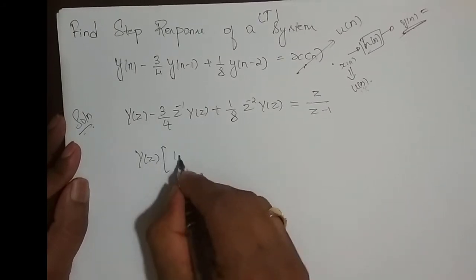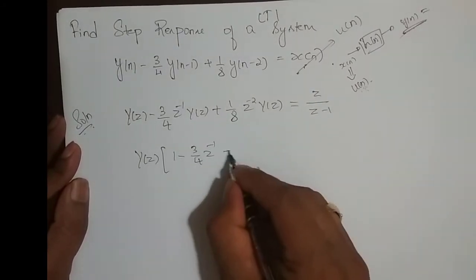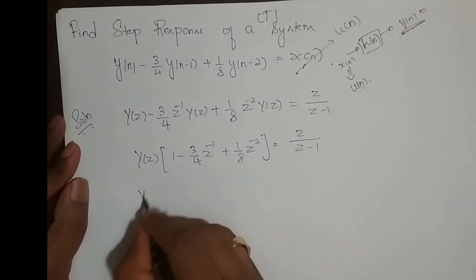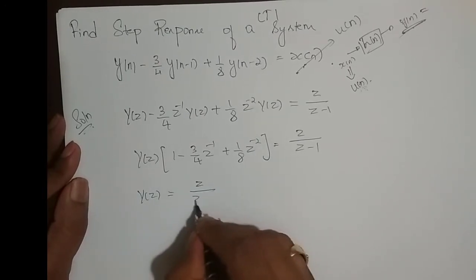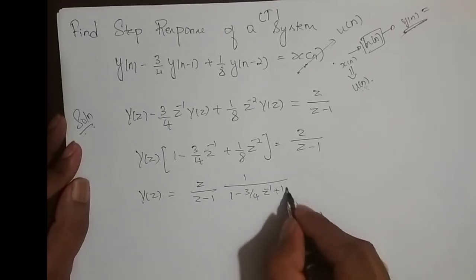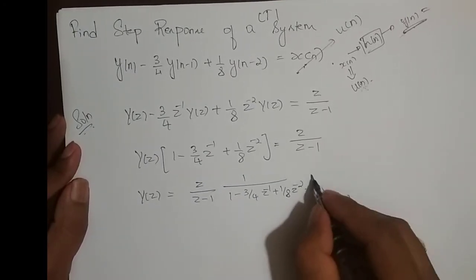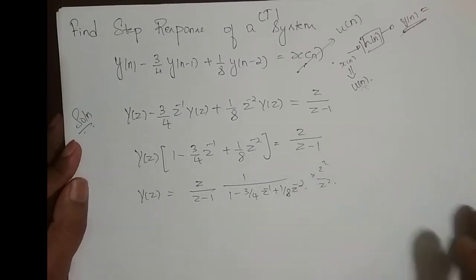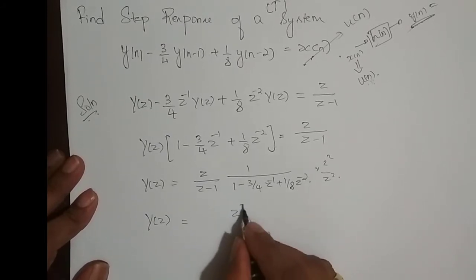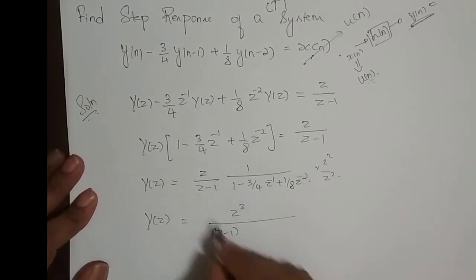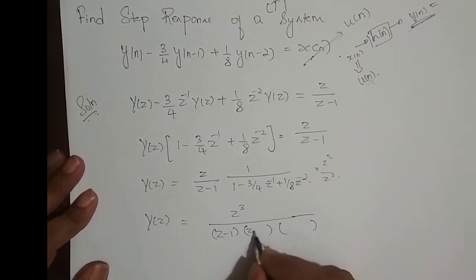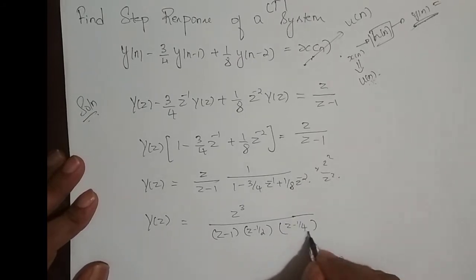Y of z I'll take common: 1 minus 3 by 4 z power minus 1 plus 1 by 8 z power minus 2 is equal to z divided by z minus 1. So Y of z I retain on the left hand side, and on the right hand side I'll take this to the other side: 1 divided by 1 minus 3 by 4 z power minus 1 plus 1 by 8 z power minus 2. I'll convert this to positive powers of z, so I'll multiply numerator and denominator by z square. So I end up with Y of z equal to, numerator is z cube divided by denominator. One pole is at z equal to 1 and the other two poles, since it's a second order system, I get z minus 1 by 2, z minus 1 by 4.